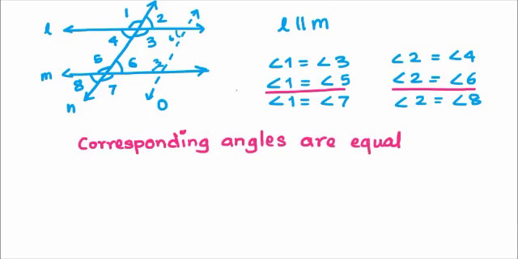We have also seen that angle 1 is equal to angle 7 and angle 2 is equal to angle 8. Angles 1 and 7 are alternate exterior angles. Angles 2 and 8 are also alternate exterior angles. And hence we can say that with parallel lines and a transversal, alternate exterior angles are equal.